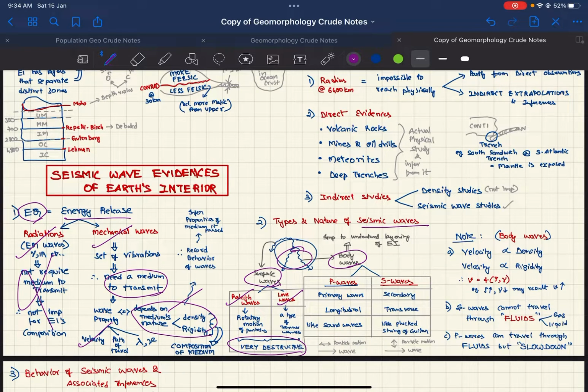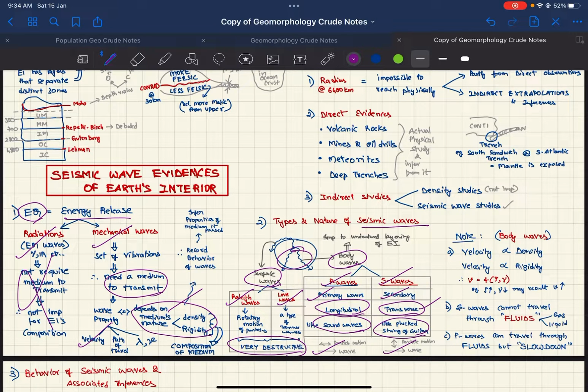We have two types of body waves, P waves and S waves. These are primary waves and secondary waves. These are longitudinal, so the particle motion is parallel to the wave motion. Here the particle motion is perpendicular to the wave motion, hence they are transverse. These are like sound waves, these are like the plucked string of a guitar.